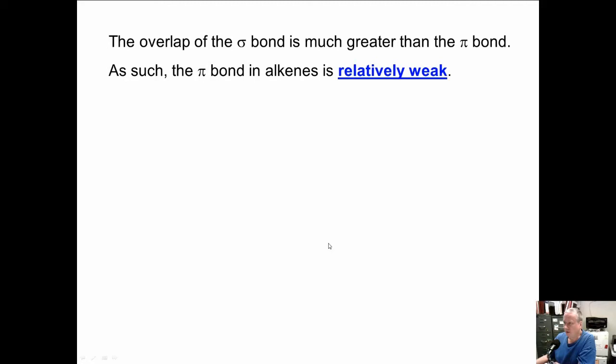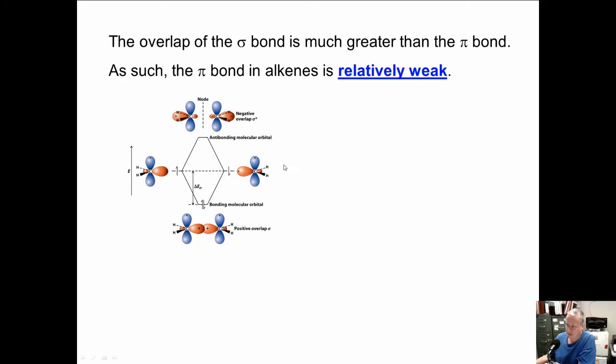Okay, so the overlap of the sigma bond is much greater, so that's the strong bond, and then the pi bond is kind of the weak one, and that's the one that is more reactive. So the pi bond is the one that's going to do reactions of alkenes. It's relatively weak.